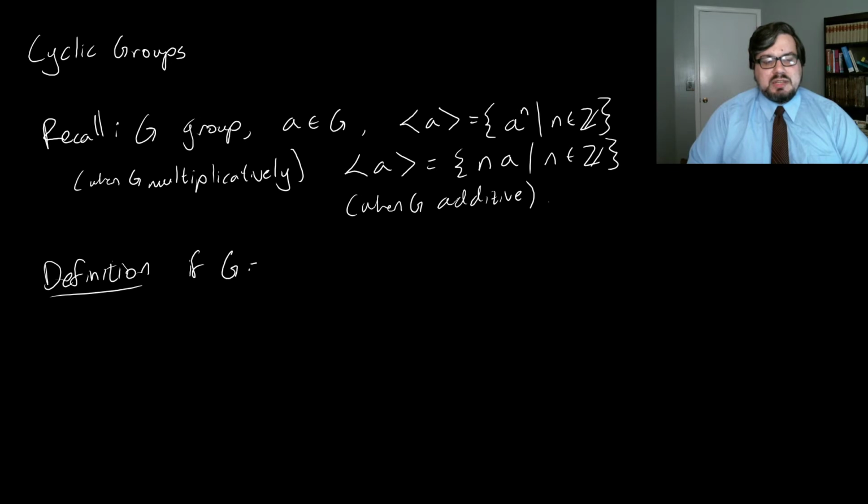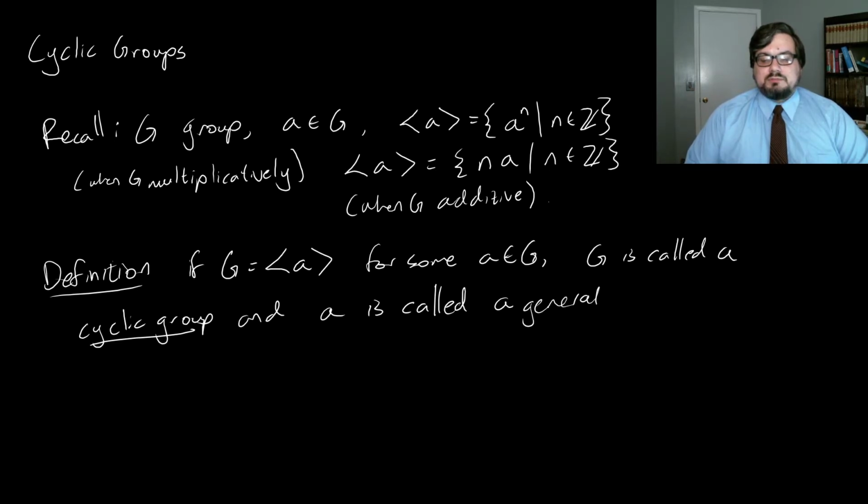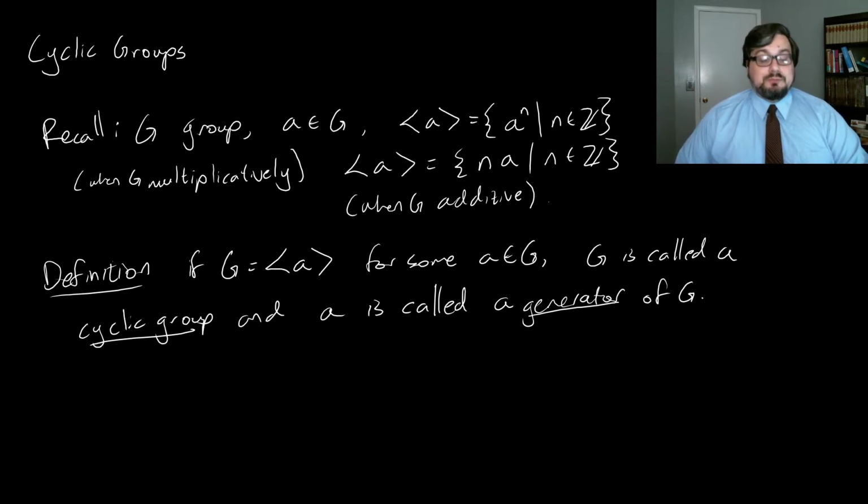So if G is actually equal to the subgroup generated by a for some a in G, then G is called a cyclic group, and a is called a generator of G. Generally speaking, a group will have more than one generator. Usually, a group will have several generators, possibly very many generators.